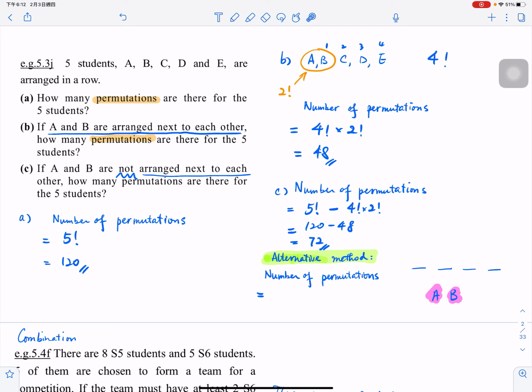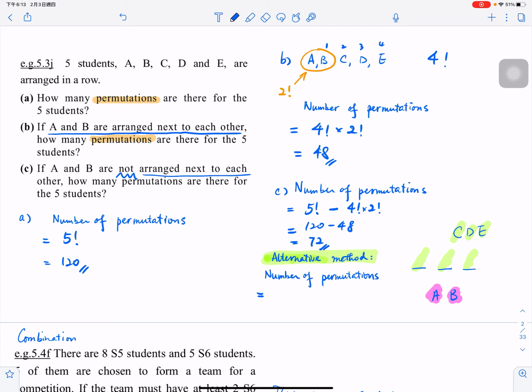Now here, if A and B are not arranged next to each other, let's see. You have C, D, and E, right? C, D, E, that means here we can arrange them. C, D, and E can be arranged in these 3 positions.